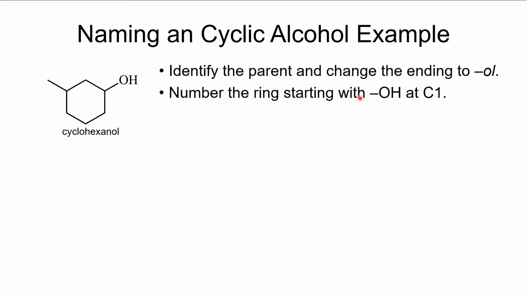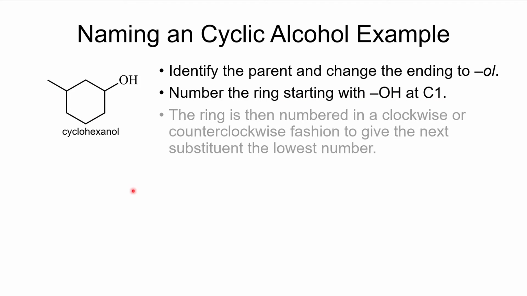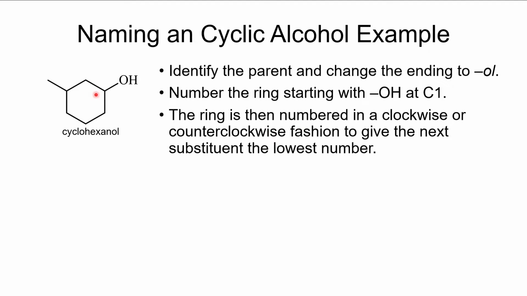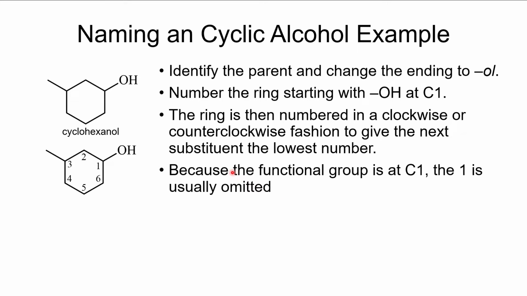We want to number the ring starting with OH as carbon 1. All right, and then the ring is going to be numbered either clockwise or counterclockwise so as to give the next substituent the lowest possible number. In this case, we want to number it counterclockwise, so this will be 1, 2, 3, and that will give our methyl the number 3. And because the functional group is at carbon 1, we usually omit the 1 for the cyclohexanol. So we don't need to call it cyclohexan-1-ol. We can just call this 3-methylcyclohexanol.